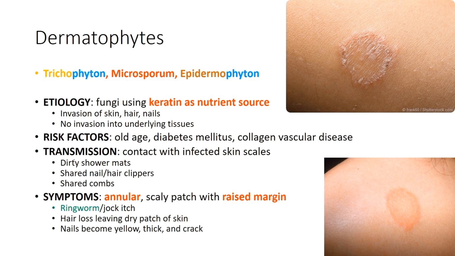You can get it from different areas, just from contact, like dirty shower mats. So if you're living in a dorm on campus, make sure you're wearing shower flip-flops or something like that. I know, being a real man and not wearing shower slippers, but you don't want dermatophytes. Other things like nail and hair clippers can lead to infections of the nail, and combs as well. It's an annular scaly patch with a raised margin. This is also known as ringworm, if you've ever heard that, or jock itch if it's in that particular area. It can cause hair loss in this area, and it's this dry, crusty-like thing, so it causes this ring. It's very common. This is what causes athlete's foot in the foot.